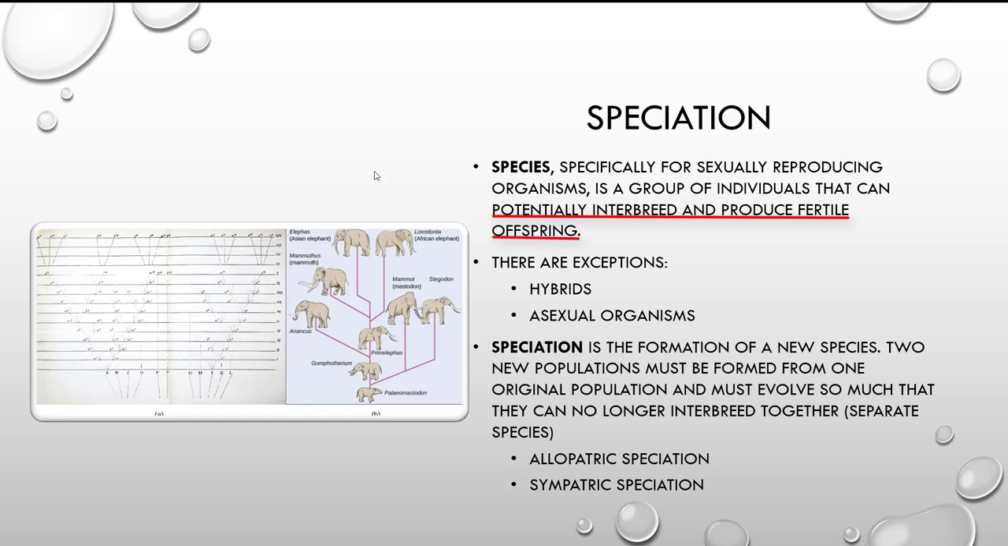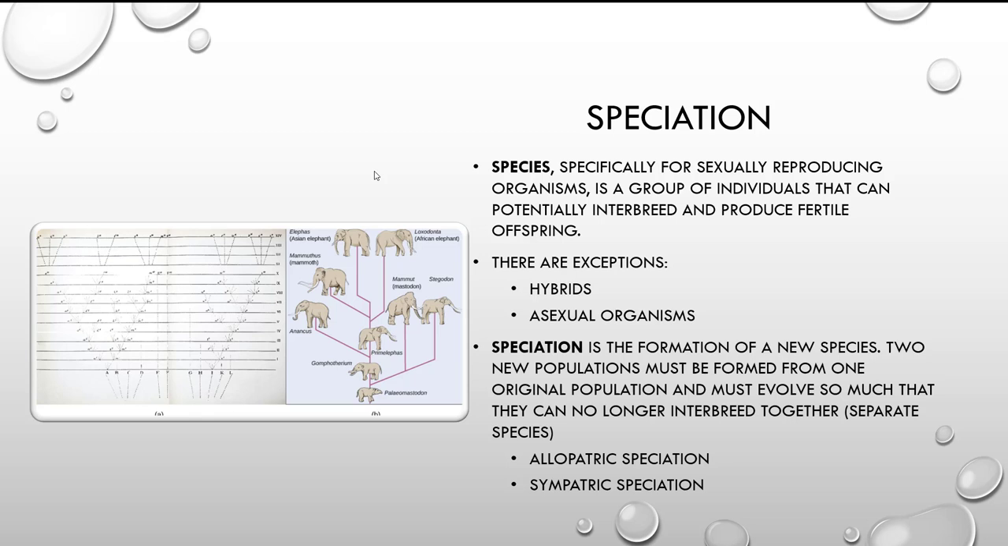Okay, so basically, if we have two individuals from a population and they can potentially mate with each other and produce fertile offspring, then they belong to the same species. So that's how we're defining what a species is.